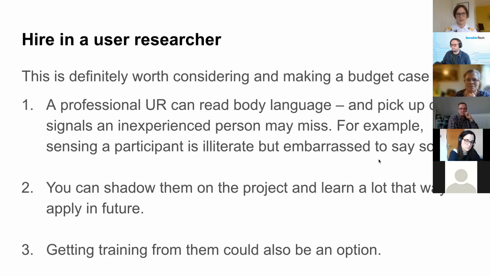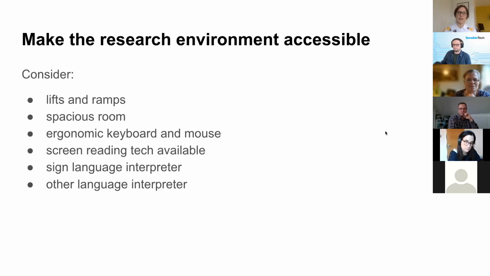This is basically just what I mentioned before about how you can learn a lot from having a professional user researcher there. Next slide, please. And if you do invite people to your organisation, just a few considerations about making the environment accessible. A lot of it will cross over with how you make meetings accessible. And yeah, I was going to ask if anyone had any other thoughts on that, but I'm not sure if we've got time for that.